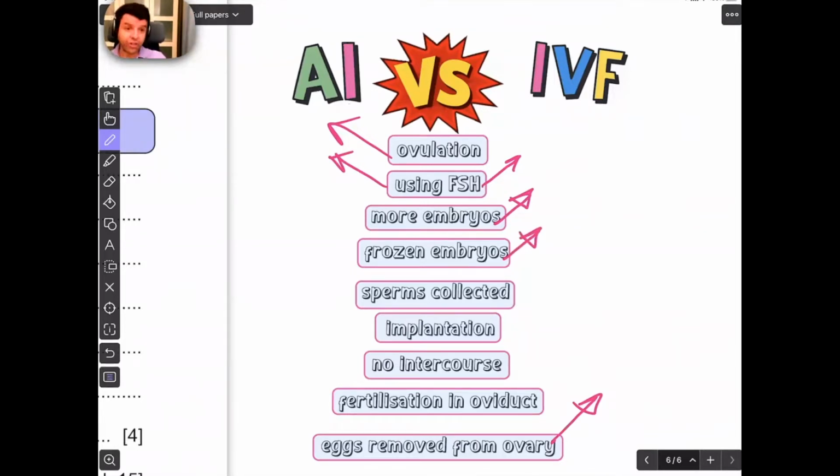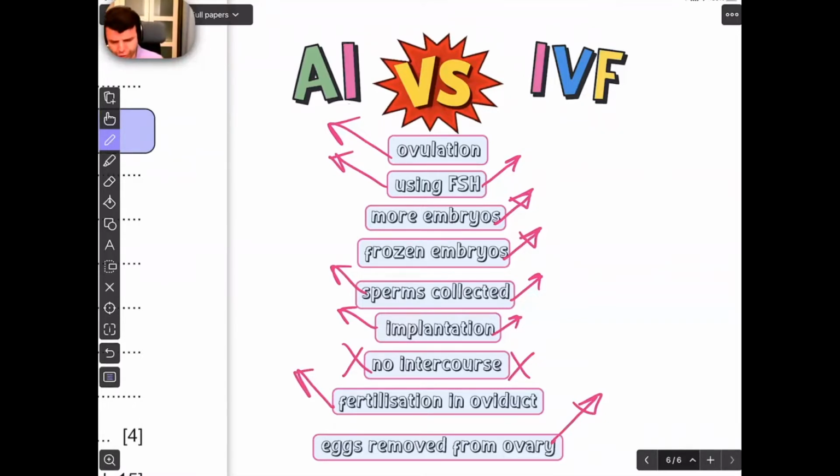And then collection of sperms, this is common, right? In both cases, the sperms got to be collected. Implantation is also common, all right? No intercourse, again, that's what we're trying to help. So there will be no intercourse in either method. Fertilization in oviduct, which one do you expect the fertilization to take place inside the woman's body? That would only be AI, right? Because in IVF, the fertilization takes place outside the woman's body, okay?